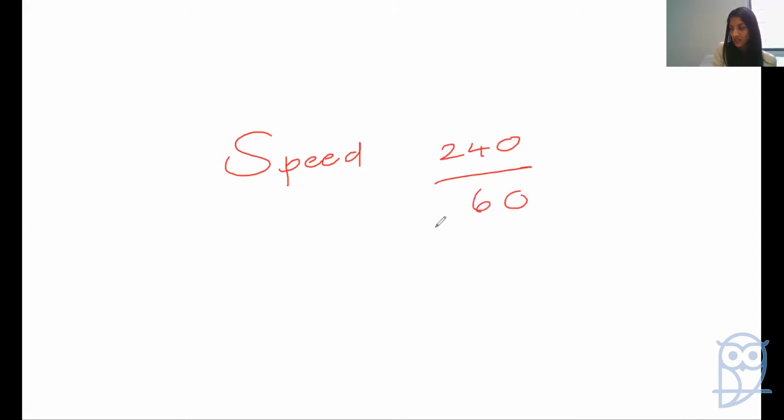What we will then say is, the speed is, not 200, the whole thing. Its speed is equal to 240 over 60. And if we calculate that, speed will therefore equal 4 meters per second, if we divide them. So that's how we would work out speed and distance.